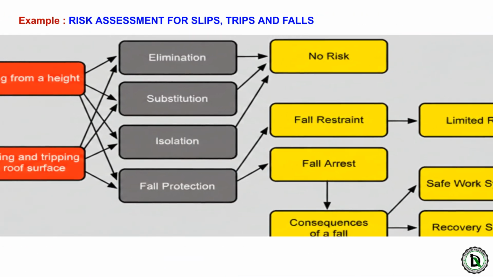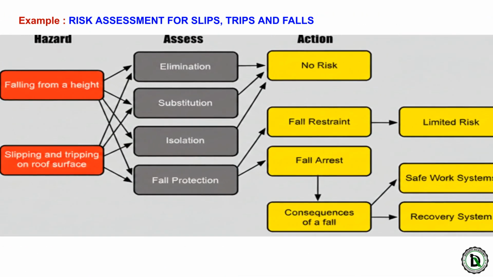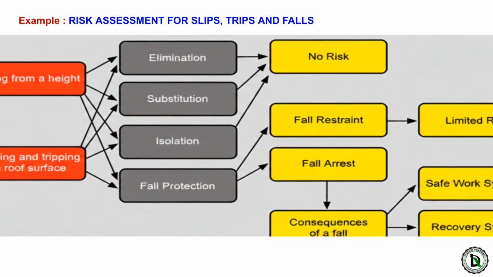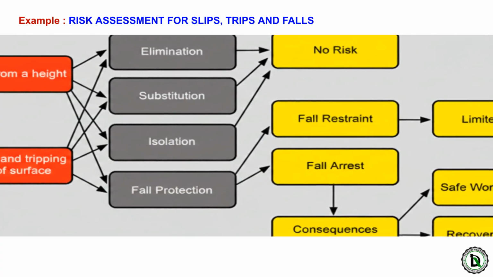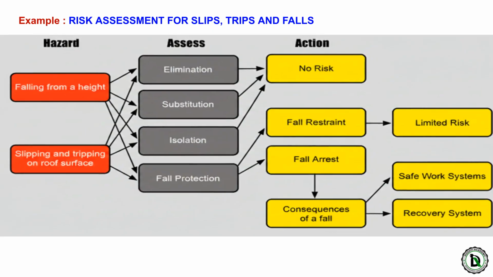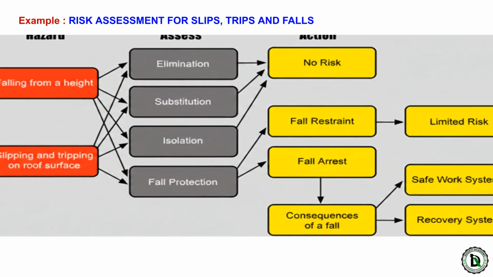This diagram provides an example of a risk assessment for slips, trips, and falls. It shows how hazards like falling from a height or slipping on a roof surface are assessed through steps like elimination or substitution, leading to actions such as implementing fall restraint or a recovery system.